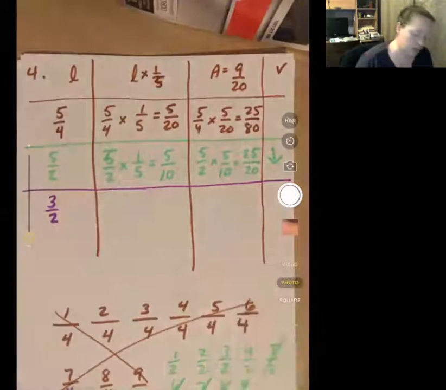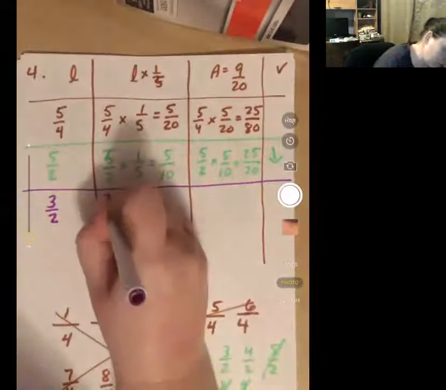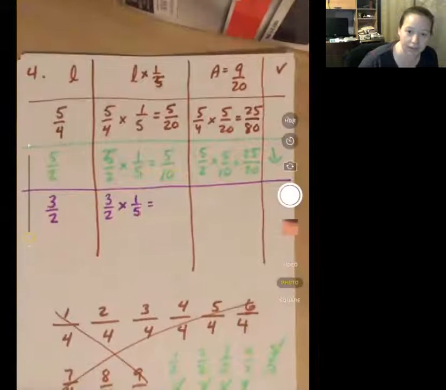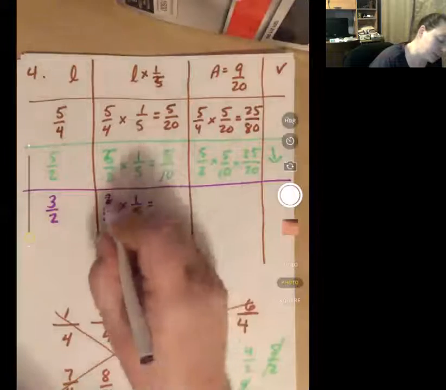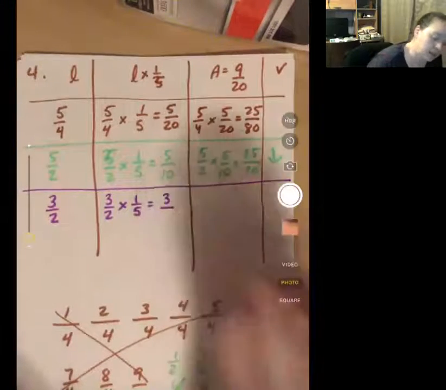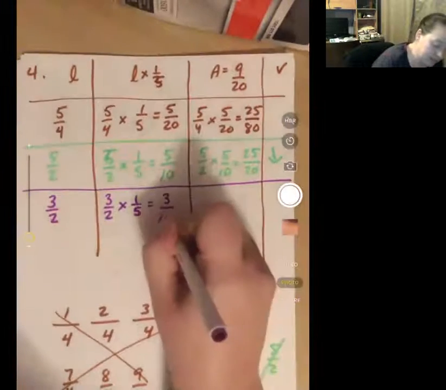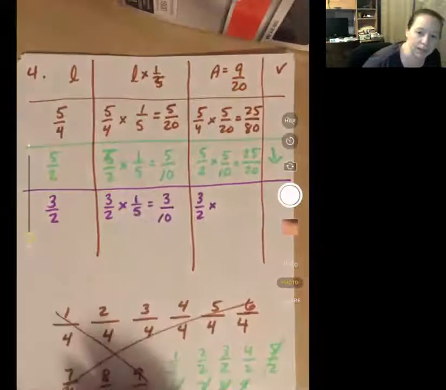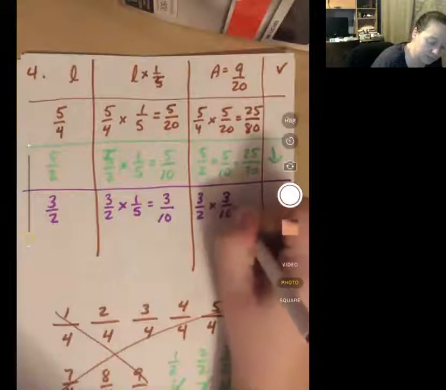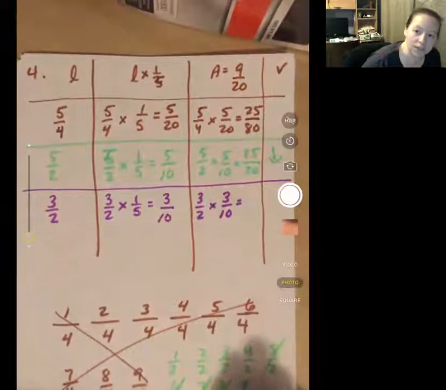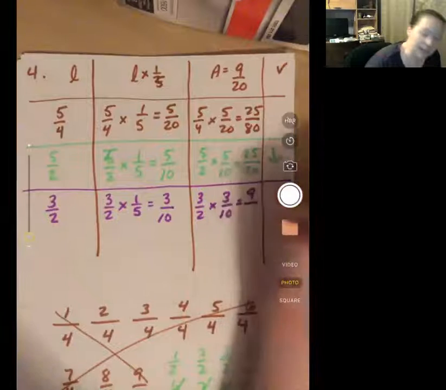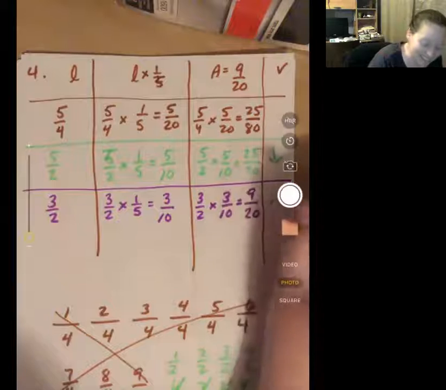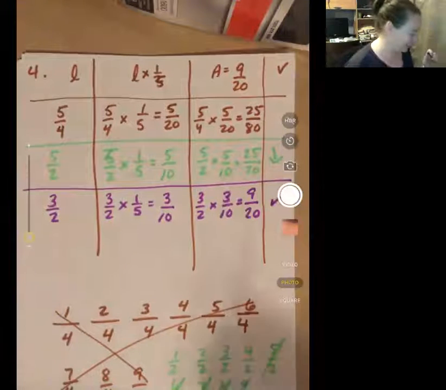3 over 2. So I have 3 over 2 times the 1 over 5. Okay, that's what happens in the middle. Everything is times 1 over 5. 3 times 1 is 3. 2 times 5 is 10. Now over here, I take the beginning number, 3 over 2, and I multiply it by the number I got in the middle, 3 over 10. So 3 times 3 is 9. And 2 times 10 is 20. 9/20. That's exactly what we wanted. Yay! Good deal.